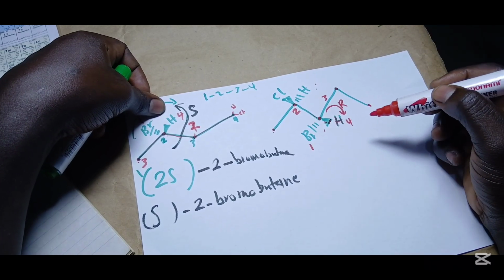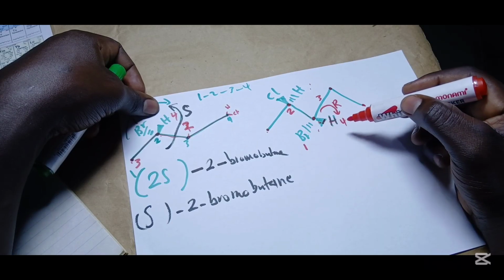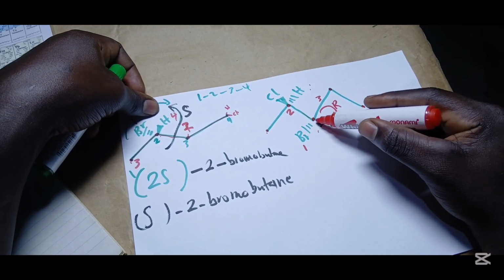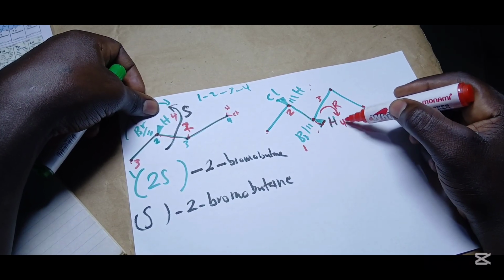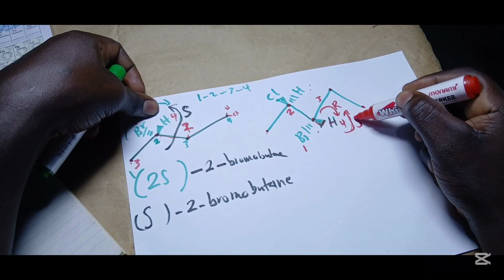But what happened to our least priority group? Is our least priority group on the dash wedges? No. So we have to turn the configuration. So this carbon here is going to be an S.